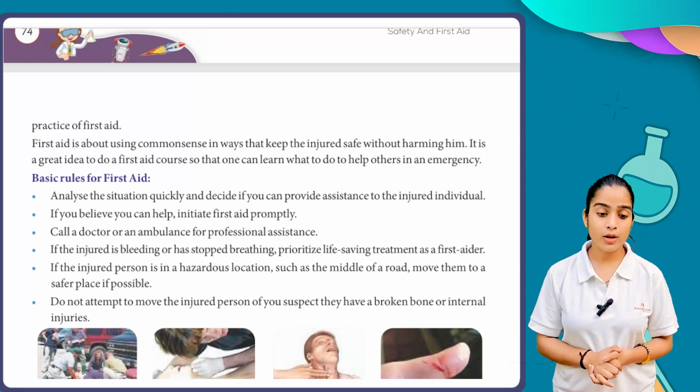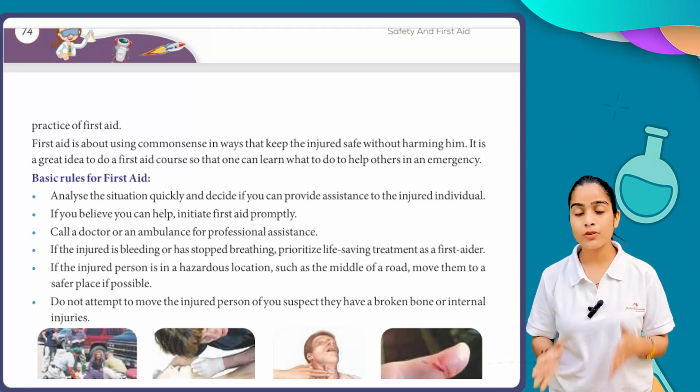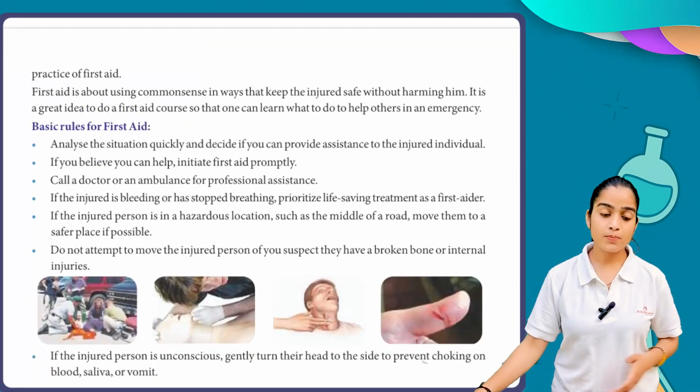Call a doctor or an ambulance for professional assistance. Always keep in mind, you can do your work, but in between you have to call a doctor or professional assistance too for proper care.